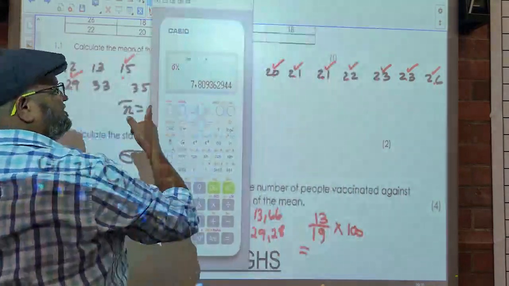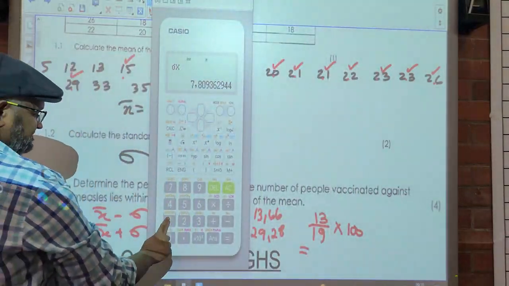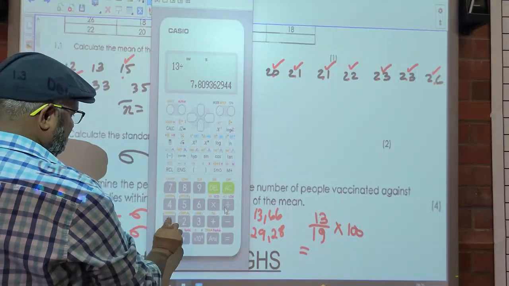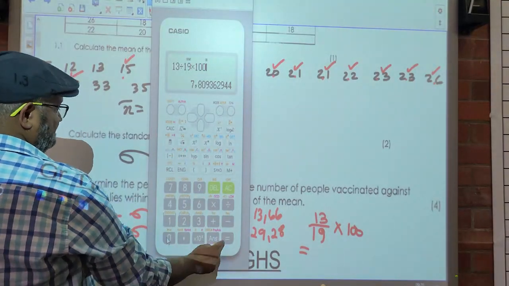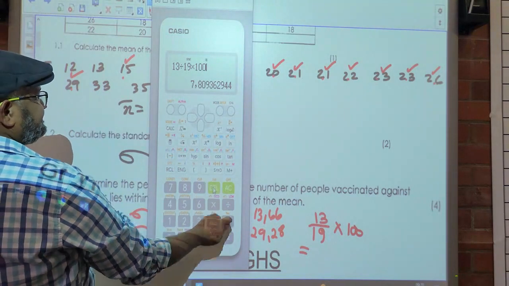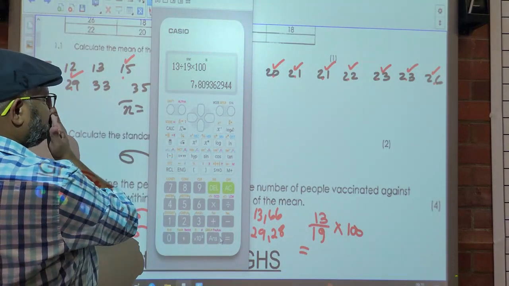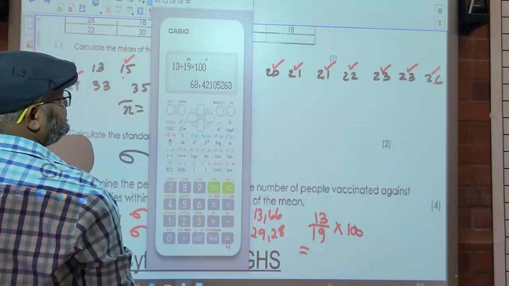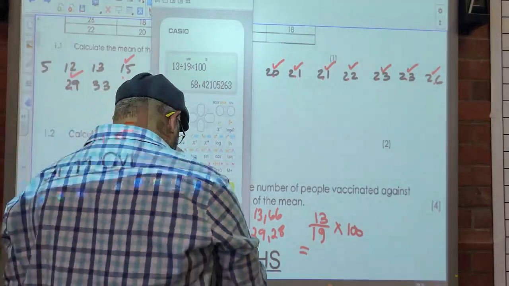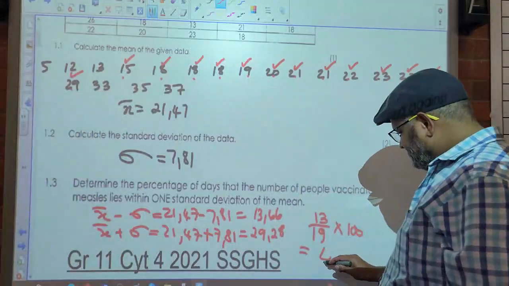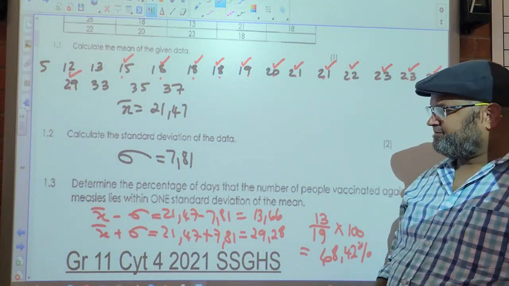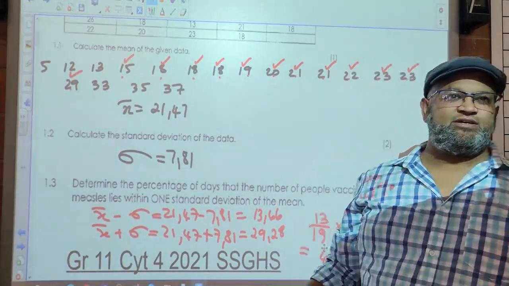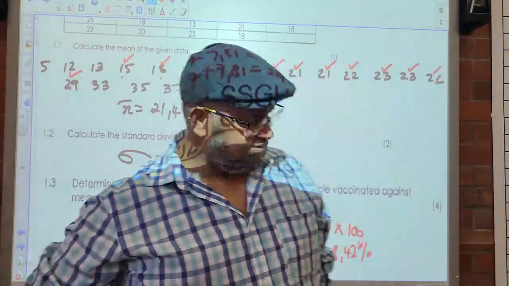People, you didn't need to write these numbers in order, okay? It just makes life a bit easier. Times 100. This is 68.42%. Okay. Any confusion there? No?